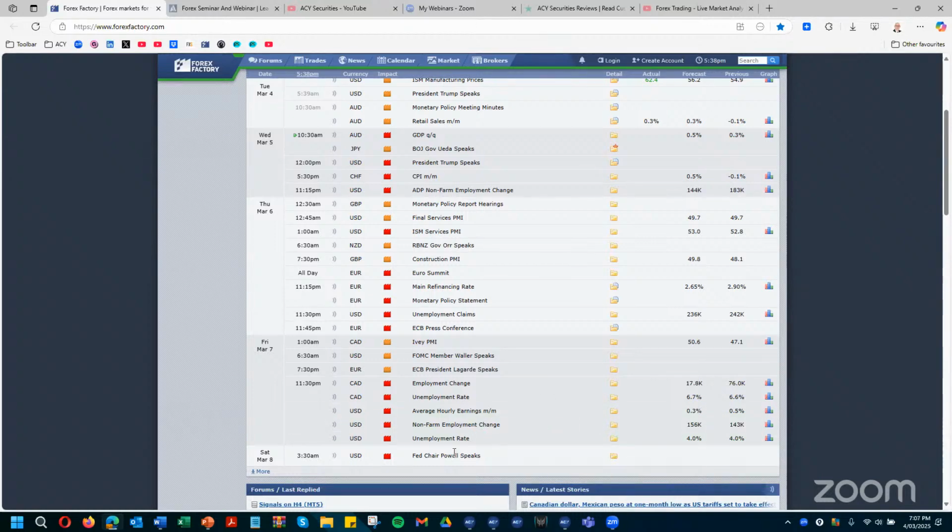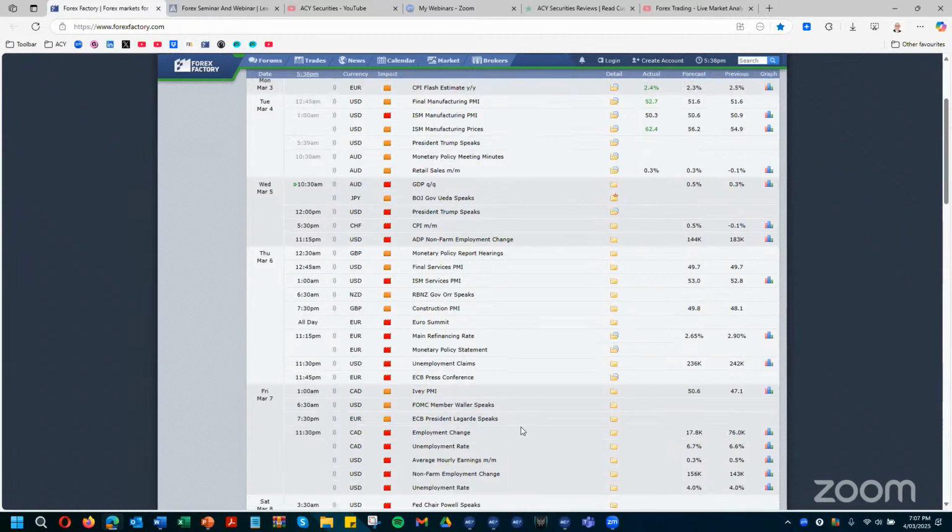And then Fed Chair Powell speaks at 3:30 in the morning on Saturday morning. So he may obviously comment about the job figures and anything else. Tariffs have been coming in, got confirmed for, I think it was Canada and Mexico yesterday, which the stock market didn't like. So let's get to the charts. Just be aware of the red items coming out for the week.